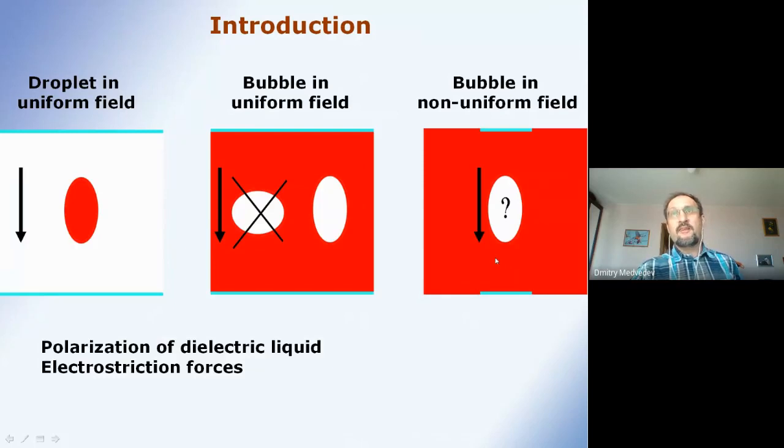But what happens if the field becomes non-uniform? For example, if you have two small electrodes, then the field in the center will be higher, and at the sides, the field will be lower. And how will the bubble behave?